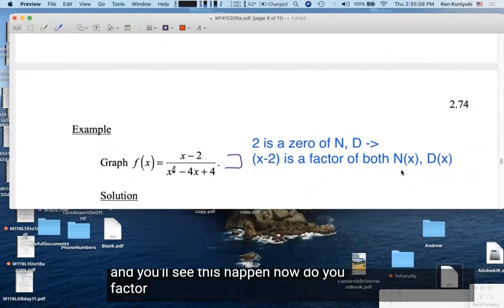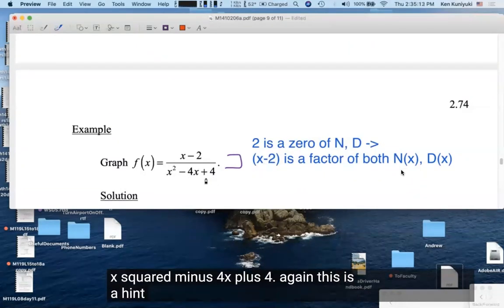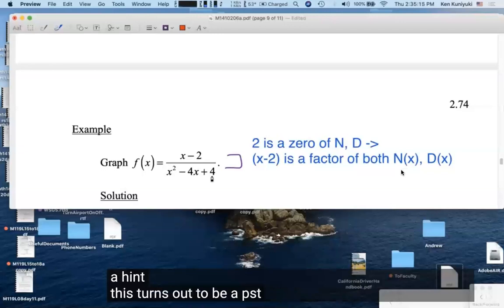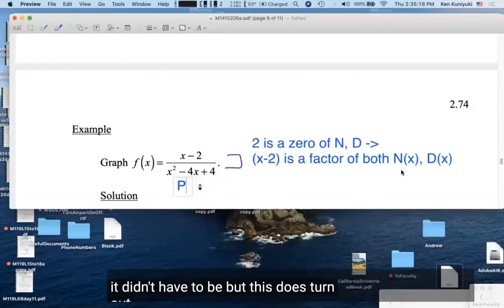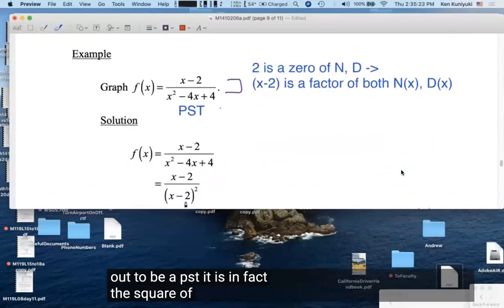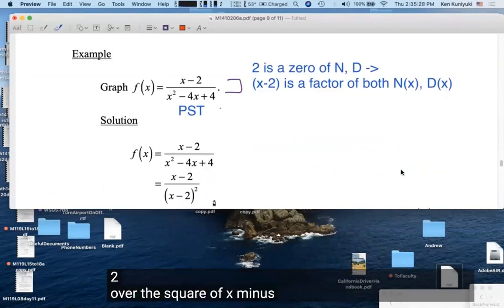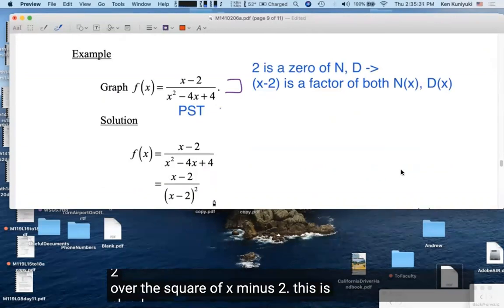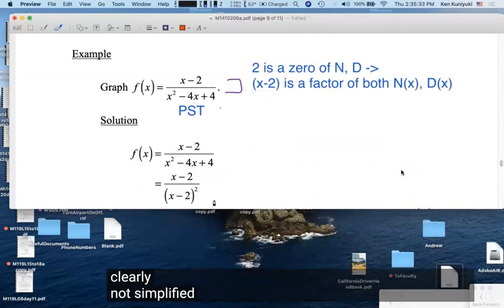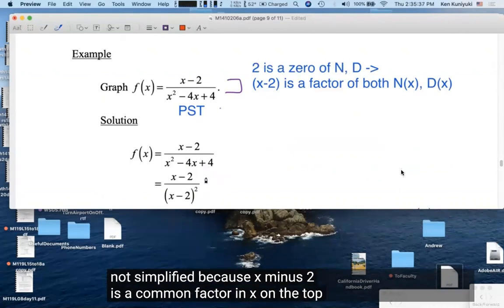How do you factor x squared minus 4x plus 4? Again, this is a hint. This turns out to be a PST. It didn't have to be, but this does turn out to be a PST. It is, in fact, the square of x minus 2. So when you factor, you get this: x minus 2 over the square of x minus 2. This is clearly not simplified because x minus 2 is a common factor on the top and the bottom.